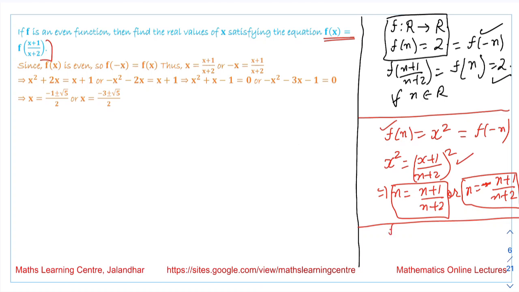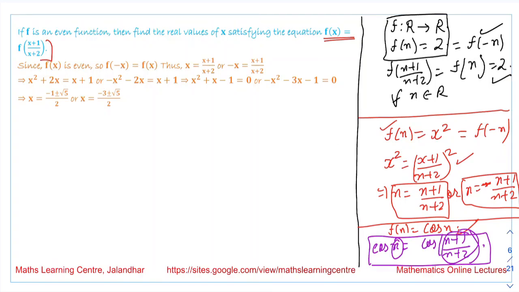Now suppose I am considering the function f(x) = cos x, which is also an even function. So we are saying that cos x should be equal to cos(x + 1)/(x + 2). So we will obtain those values of x for which this equation is satisfied. Like this, we have to check it for every even function, and it is not possible to check it for every even function in this way manually.